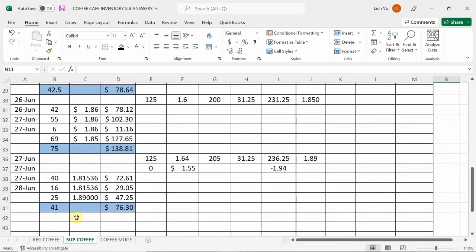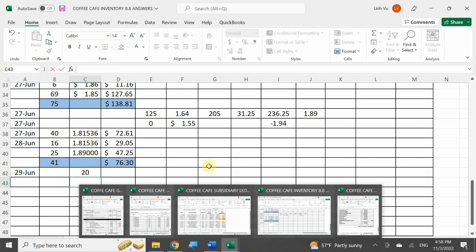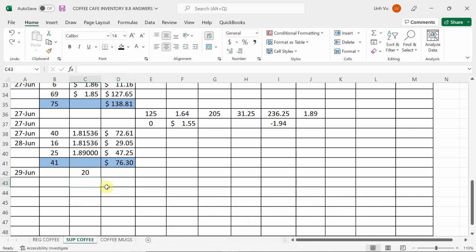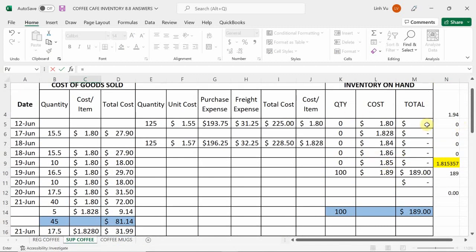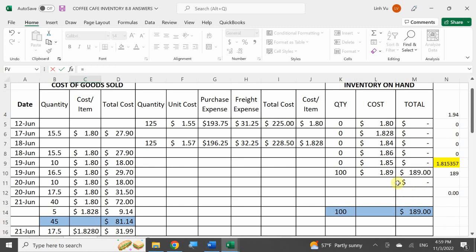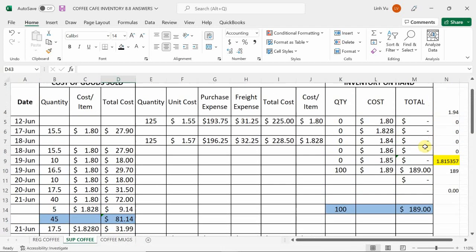Then we're going to update the Supreme coffee, because on the 29th we end up selling 20 pounds. We currently only have one batch of inventory left, right, at $1.89. So $1.89 times 20 will give you $37.80. So let's go ahead and update our inventory.